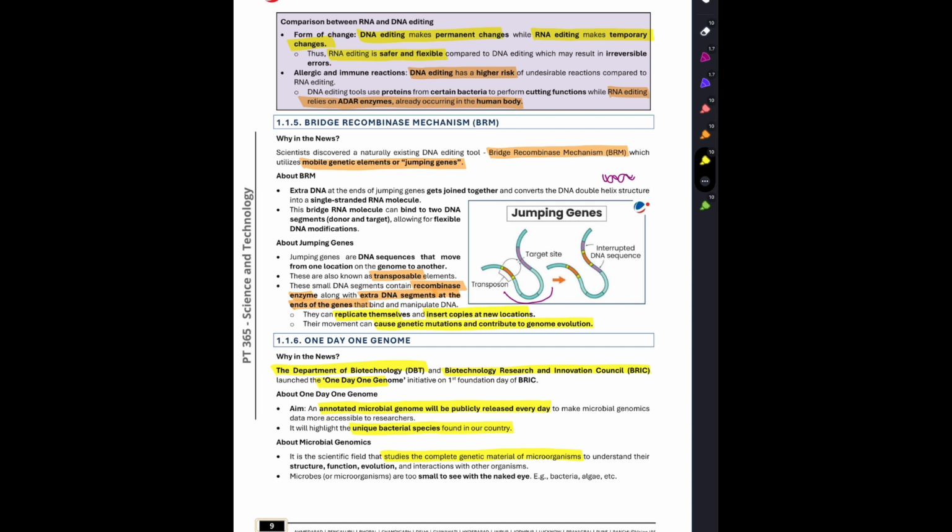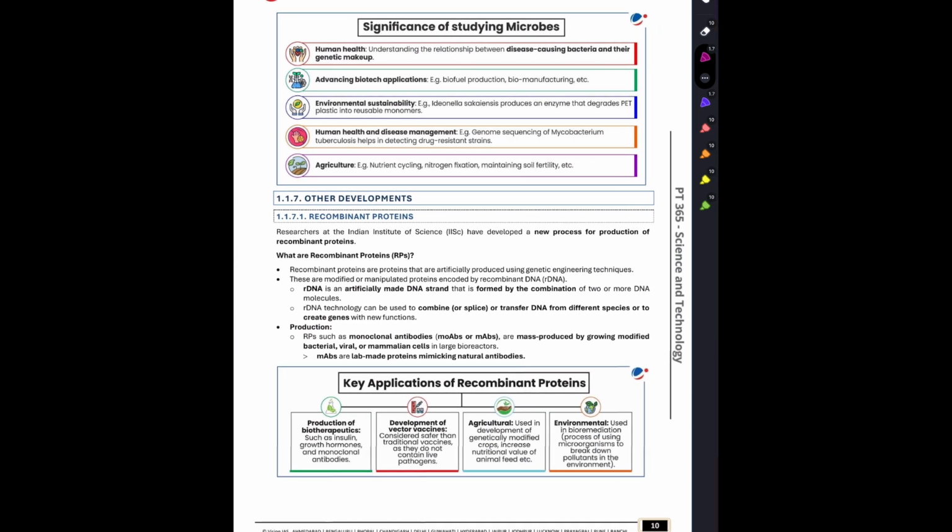So basically, genomics is the study of genes, and microbial is related to microorganisms. So basically, we are trying to study the genes, the genetic material, of microorganisms. Microbes or microorganisms are too small to see with the naked eye, for example, bacteria, algae, etc.